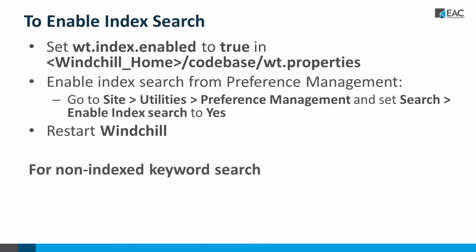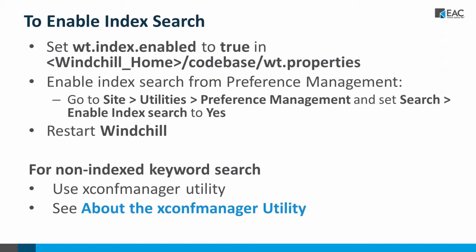In a non-indexed keyword search, by default, it looks for name and number, as I mentioned before. But if we wanted to add extra attributes, other than name and number, you have to use the xconfig manager utility. That allows you to go into a properties file, and for each object type, we can add additional properties that we want it to search for that particular object type. So do a help on the xconfig manager utility and you can find out some more information about it. But as you can see, there's a little bit involved with setting up an index search.